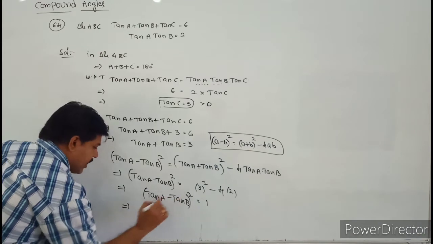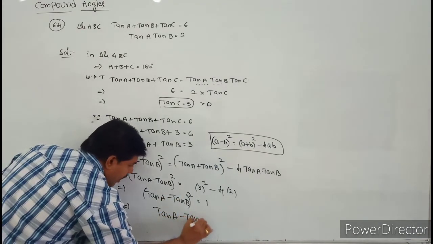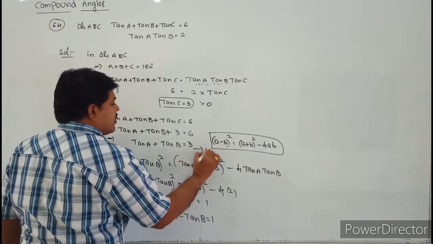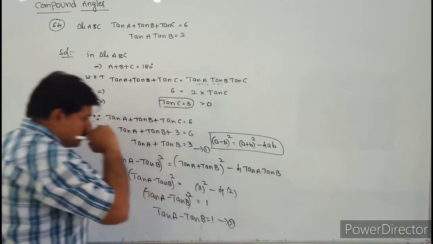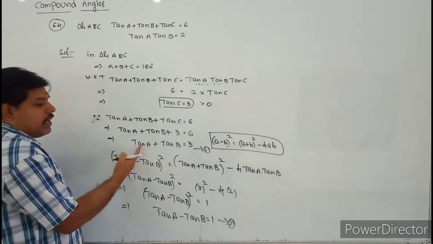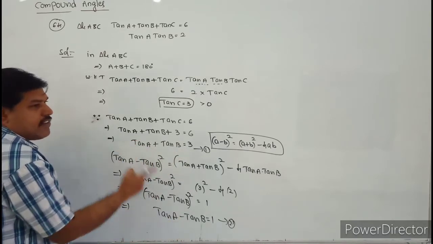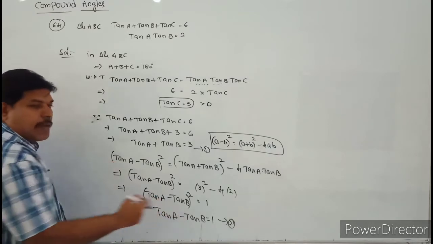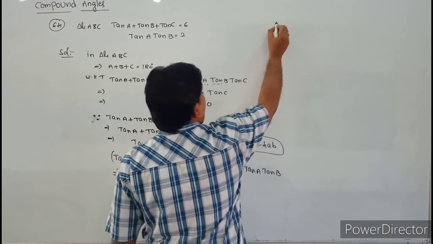So that implies if you take the square root here, the tan A minus tan B value will become 1. Take this as equation number 1 and take this as equation number 2. Why? Because already you know the tan A plus tan B. If you know the tan A minus tan B, you will get the tan A value and the tan B value. So that's why we calculated the tan A minus tan B value. Okay.